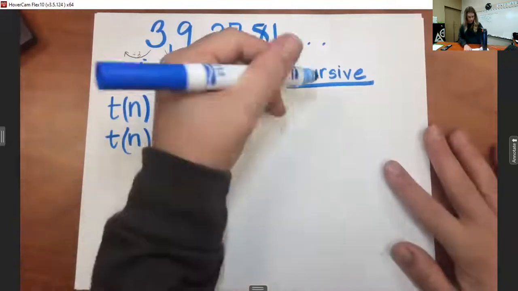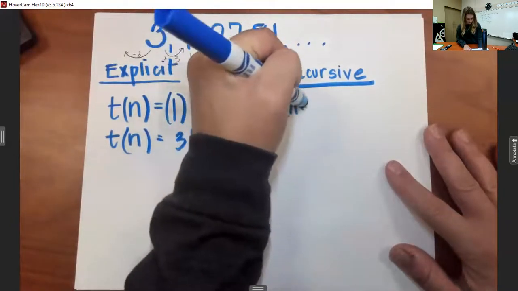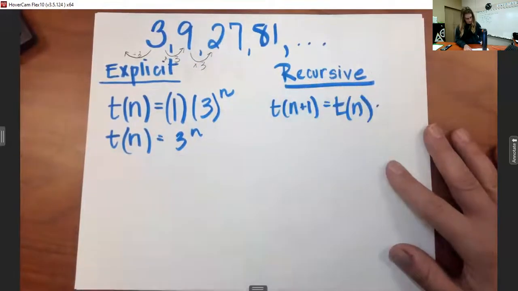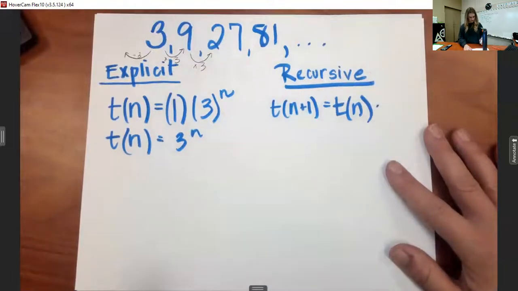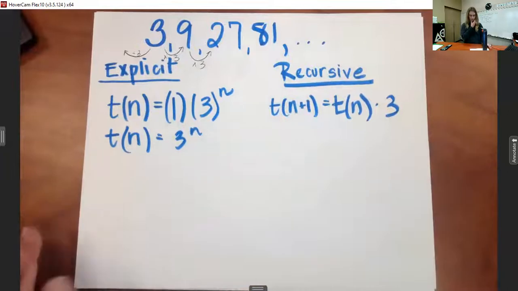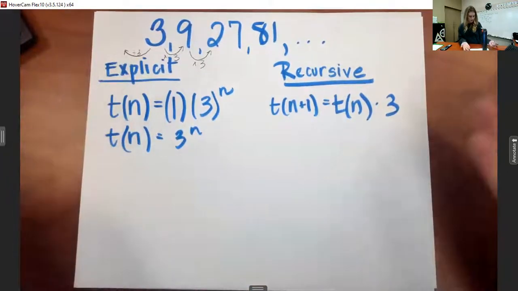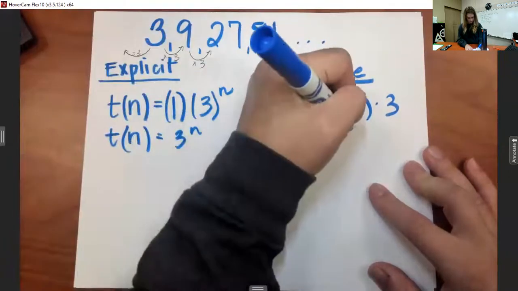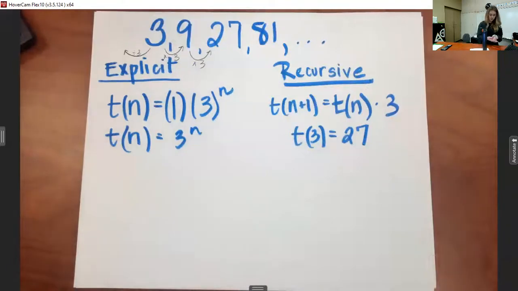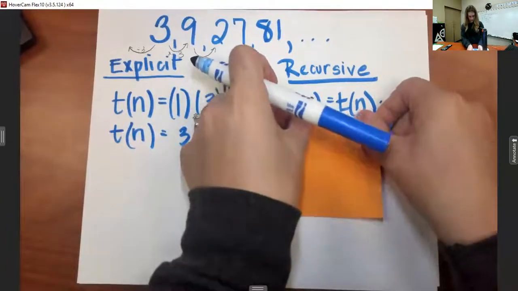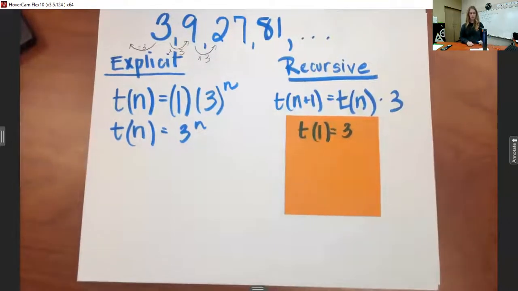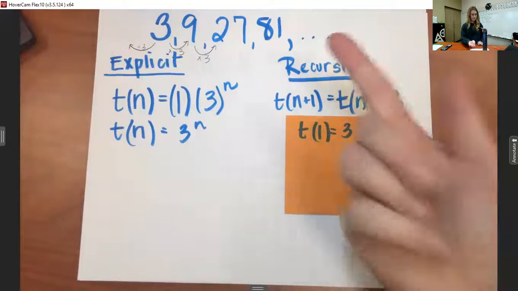Okay, let's try the recursive. We always start with T of n plus 1 equals T of n times the multiplier. So in this case, that would be 3. And then you have to give a piece of information. Yours may look different than mine. I'm going to give maybe the third term, and that equals 27. You could have given me T of 1, which is equal to 3. And that would still be a correct answer. You just have to give a little piece of info about the sequence.